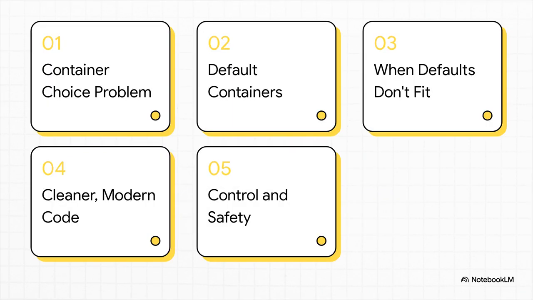So, here's our game plan for this explainer. We're going to build a super simple framework to make this decision easy. First, we'll look at the core problem itself, then the two containers you should be reaching for most of the time. We'll cover when those defaults don't work, how to write cleaner code with them, and finally, we'll touch on what happens when you throw threads into the mix.